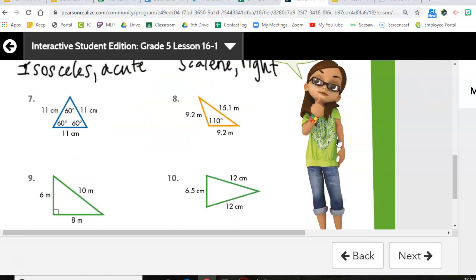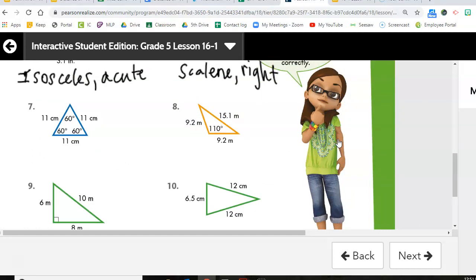All right, next up, number 7. We have, for our sides, 11, 11, and 11. All 3 sides are the same length. So that means it is an equilateral triangle. All sides are the same length.